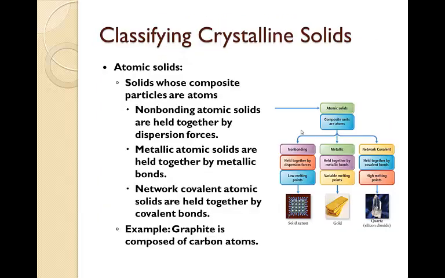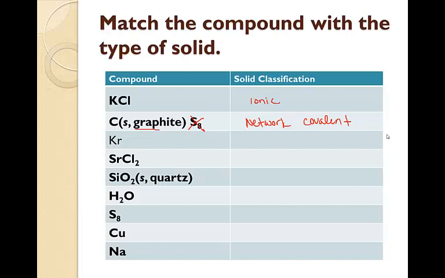So when we're looking up here, it's atomic because it's just carbon, but it's a network covalent atomic solid. Krypton, which is a noble gas, is considered an atomic classification because it's just one atom there. Strontium chloride is ionic once again. Silicon dioxide is once again considered a network covalent, but instead of being atomic, it's actually molecular.